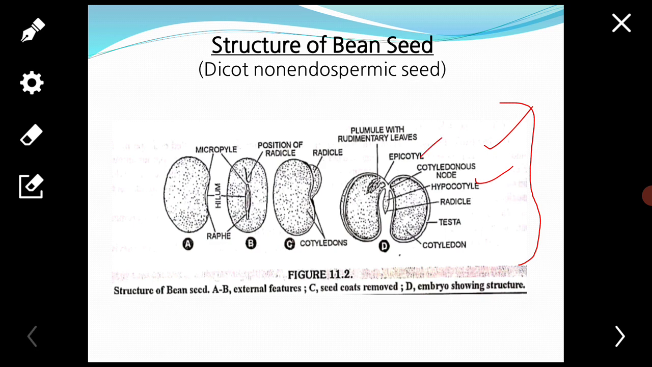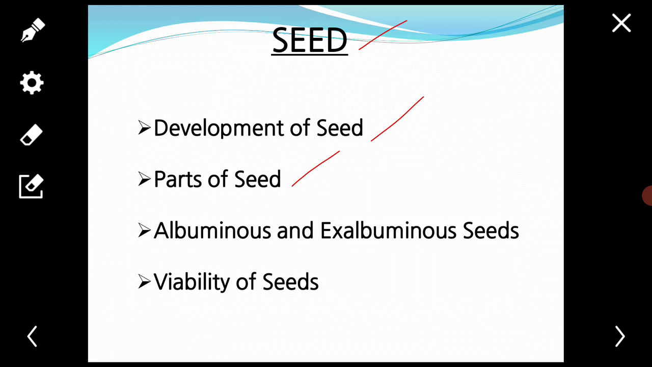Next, that is the albuminous and ex-albuminous seeds, which is already described in the development of seeds. Next, that is the viability of seeds.